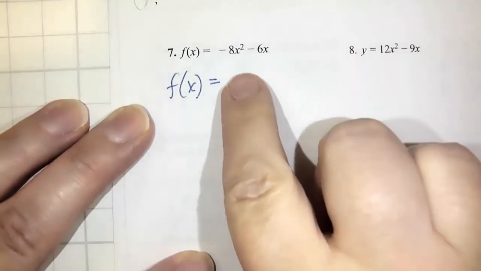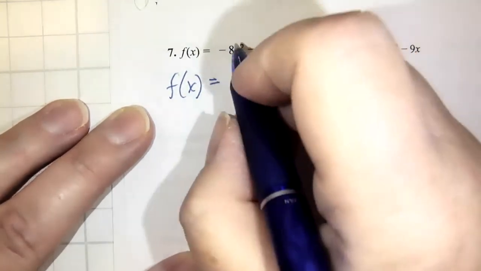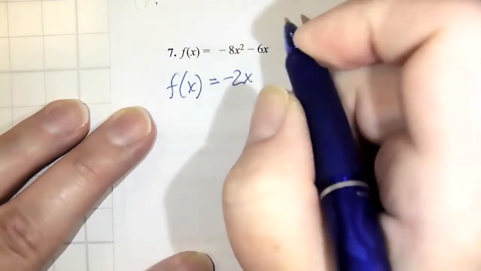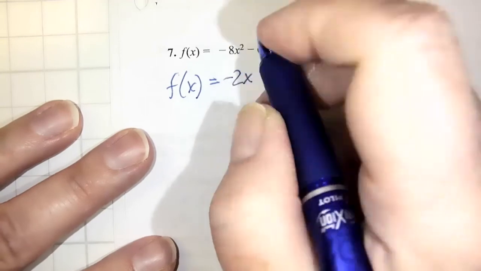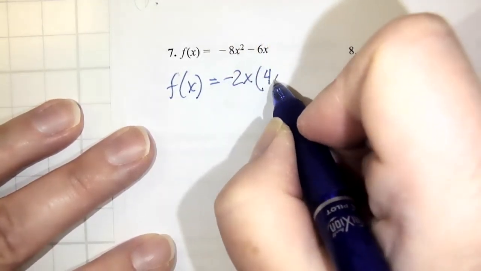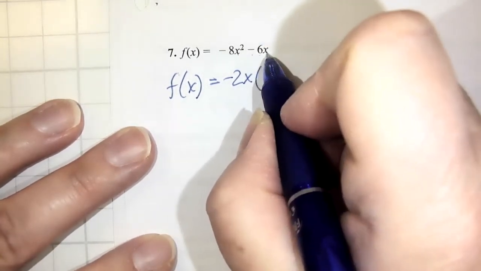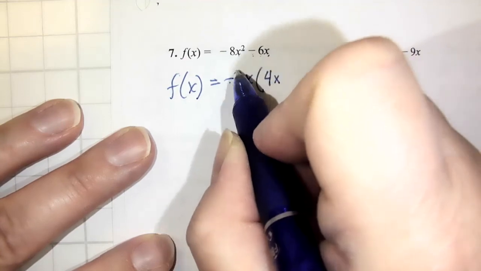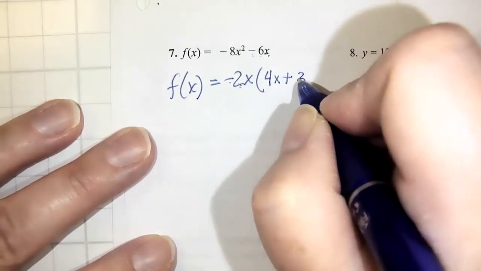Number 7. F of x equals, now when they're both negative, we do want to factor out the negative. So let's factor out negative 2x. So negative 8 divided by negative 2 is positive 4. X squared divided by x is x, so that's 4x. And then negative 6x divided by negative 2x, negative divided by negative is a positive. 6x divided by 2x is 3.